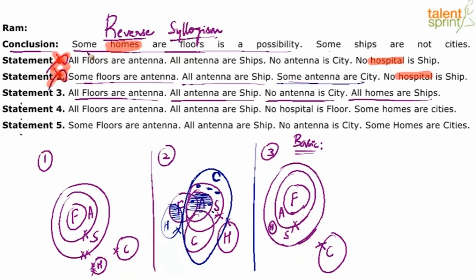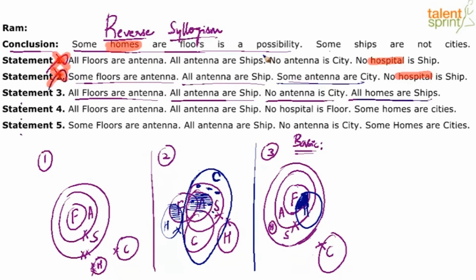Now check the conclusions quickly. Some homes are floors is a possibility. Yes, it is possible. In the current basic diagram, it is not possible. Homes and floors are not touching each other. But like I said, can we draw bigger homes? Yes, we can. All homes are ships can also be drawn in this way. If you draw all homes are ships in this way, then some homes are floors will become possible. You see the shaded region here. Some homes are floors is a possibility.